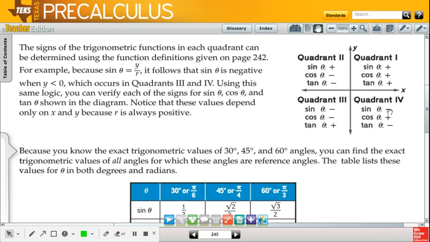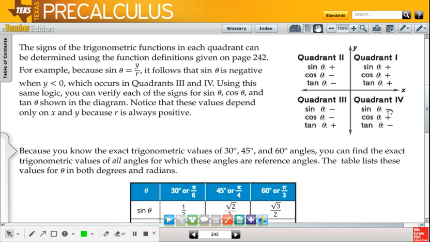Now, tangent data is negative because while your x value is positive, your y value is negative. So, according to the definition again of tangent, it's y over x. So since y is a negative number, being divided by x, which is a positive number, it's going to come out negative, which is why tangent data will be negative.